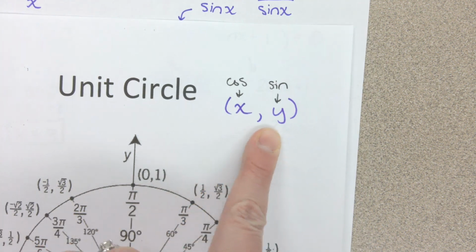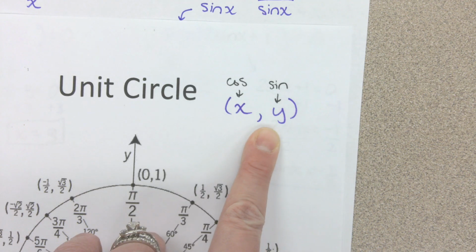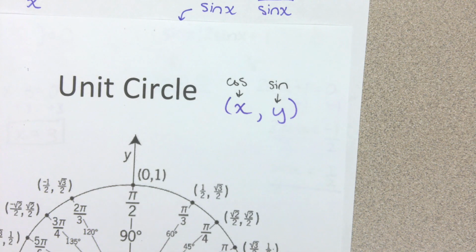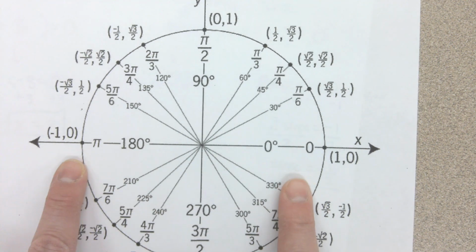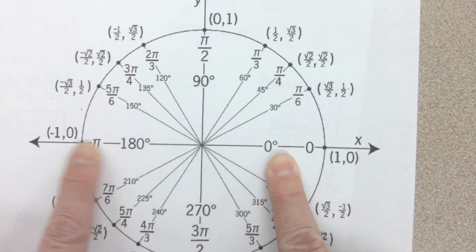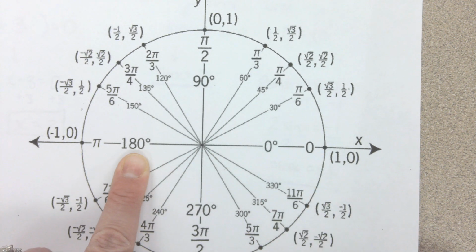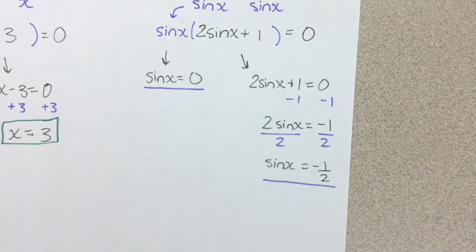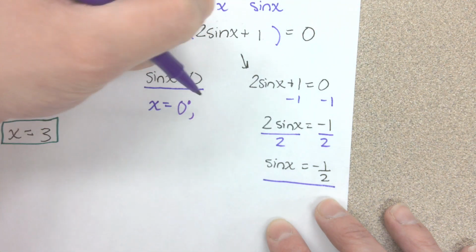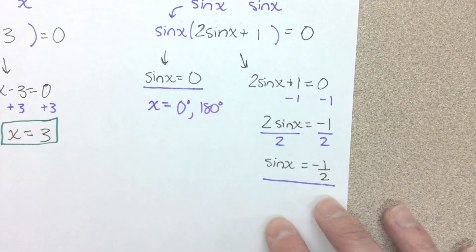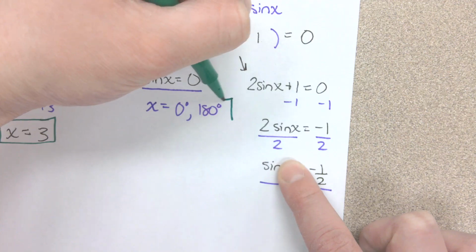Reminder, sine is in y's position, so now I'm paying attention to the y value of these coordinates. Looking for where y is 0. That's on the x-axis at 0 degrees and 180 degrees. So for our first equation, x is equal to 0 degrees and 180 degrees. That's 2 of my answers.